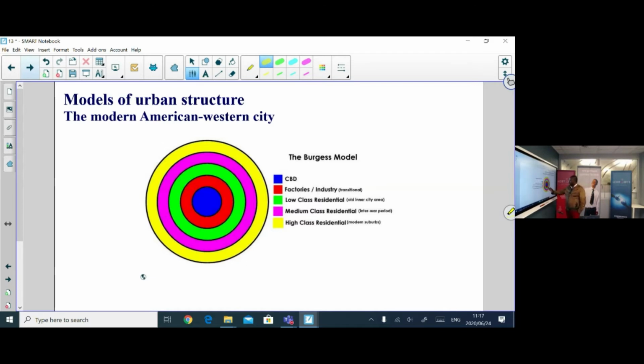The following outlying layer is the factories. Then the green one next to the factories, we've got the low class residential areas. Then the outer layer, the low class, we have the medium class residential, which is on the interwar period. Okay, let me see what is being transitional. The factories are transitional, and then the low class is the old inner city area, and then the medium class residential is the interwar period.